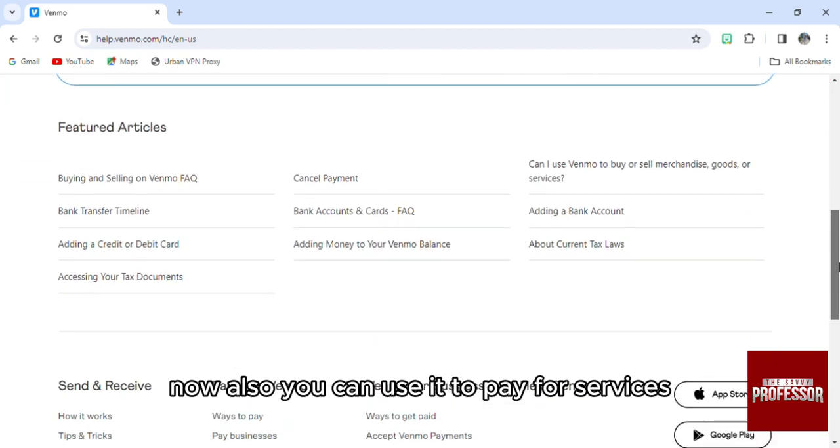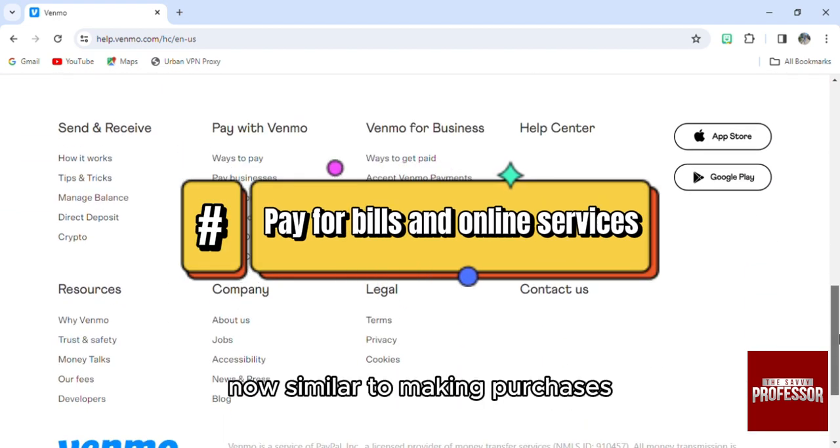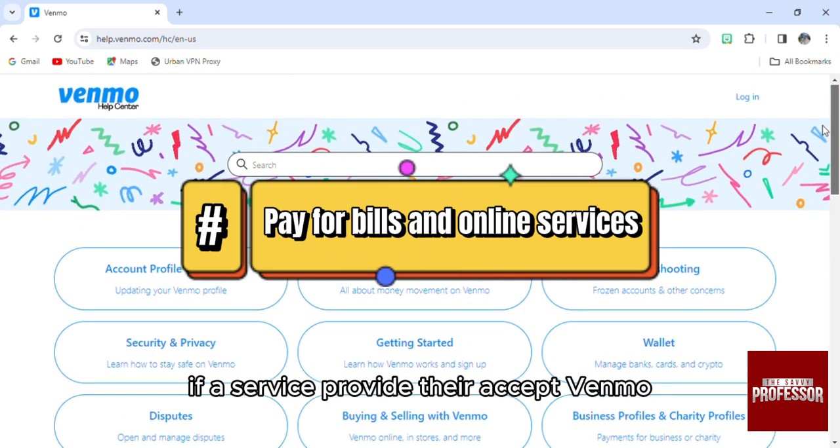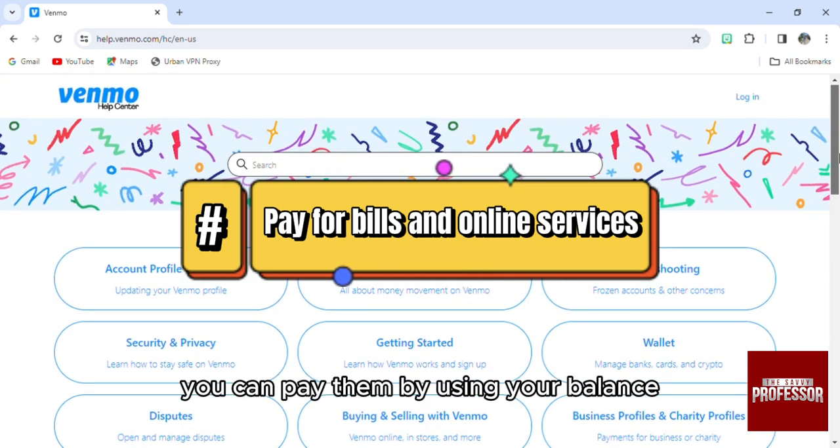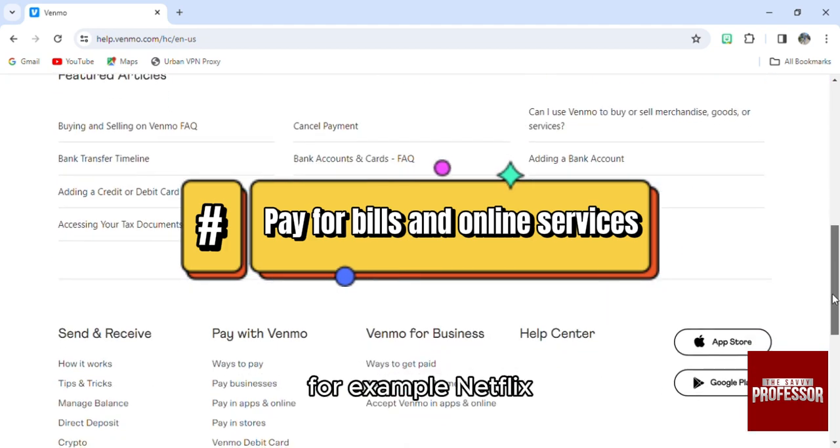Now also you can use it to pay for services. Similar to making purchases, if a service provider accepts Venmo, you can pay them by using your balance. For example, Netflix, Spotify, etc.